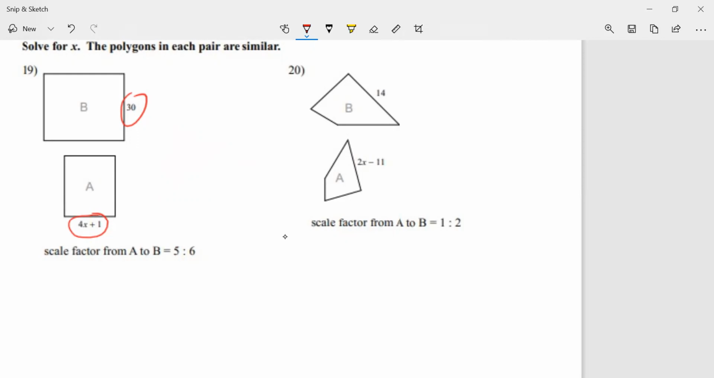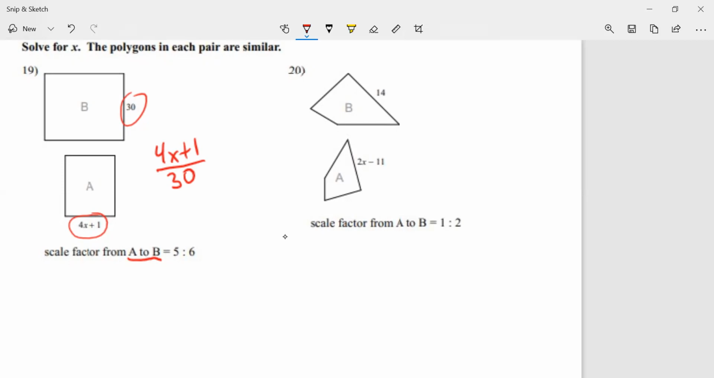Instead, I'm going to write 4x plus 1 and 30 as a fraction. Now, I have to worry: do I do the 4x plus 1 on top or the bottom? I'm going to look at my instructions here. I have a scale factor from A to B. Notice how my figures are labeled A and B. So A to B, I have to do the A value first. The value that I got from figure A goes on the top. So let me write this as 4x plus 1 over 30, because I did a scale factor from A to B. In this case, I'm going to use fractions.